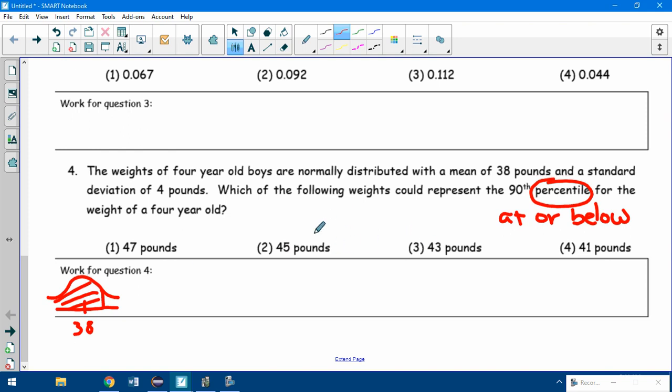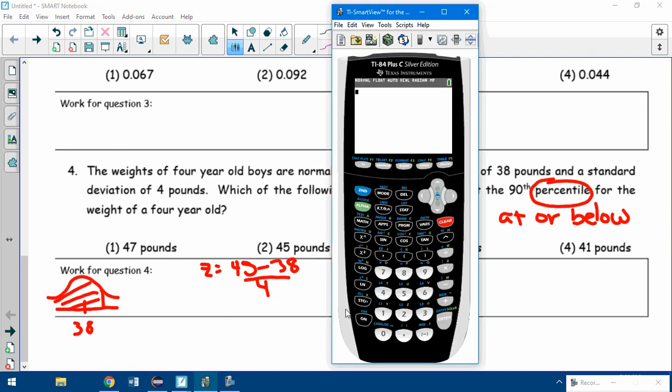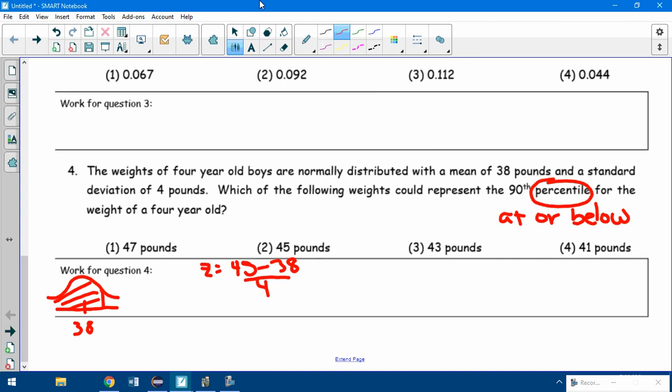So let's try 45. First, you need to find a z-score. So the z-score for 45 would be the observed 45 minus the mean 38 divided by the standard deviation, which is 4. And 45 minus 38, hit enter, divided by 4, that's 1.75.